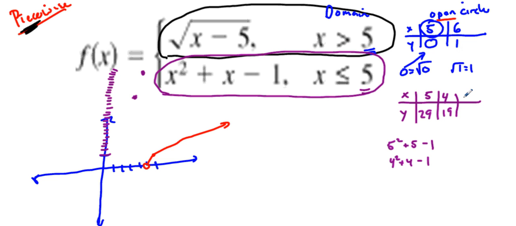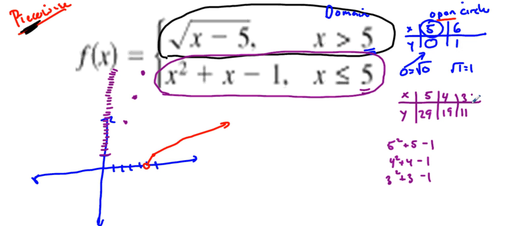We put in a 3. Check this out. So 3 squared plus 3 minus 1. 9 plus 3 is 12, minus 1 is 11. All right, so we'll go 1, 2, 3, 4, 5, 6, 7, 8, 9, 10, 11. All right, about right there.